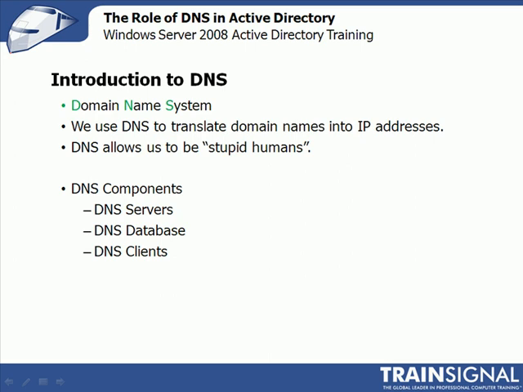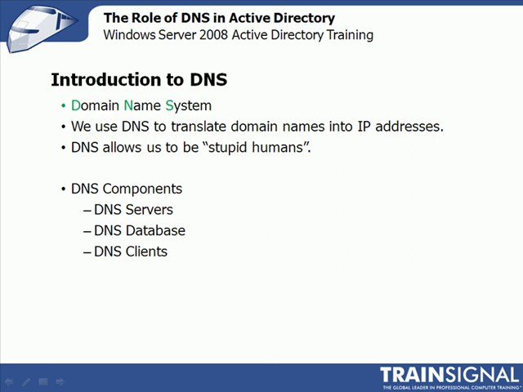Now, why do we do this? Why do we want to translate a name into an IP address? Well, if we didn't, then we as humans would have to remember the IP address, these random numbers that associate with the different domain name locations. So basically, DNS allows us to be stupid humans. We don't have to be as smart as the computers. We don't have to remember all those random numbers. We just have to remember simple names or common names, names that are easy to remember and usually associate with the resource we're looking for.